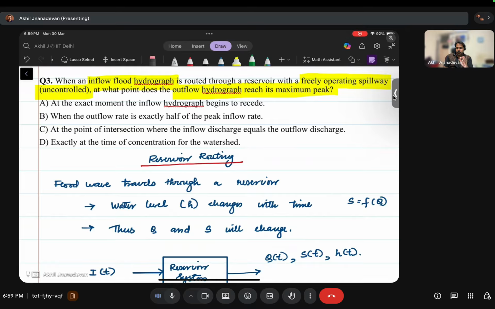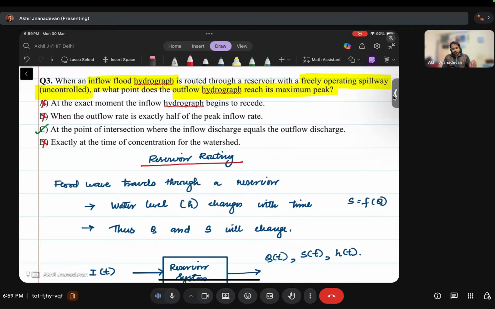So the options: the exact moment the inflow hydrograph begins to recede, that is wrong. When the outflow rate is half of the peak inflow rate, wrong. At the point of intersection where the inflow hydrograph equals the outflow discharge, that is the correct answer. And the final option, exactly at the time of concentration of the watershed, wrong.